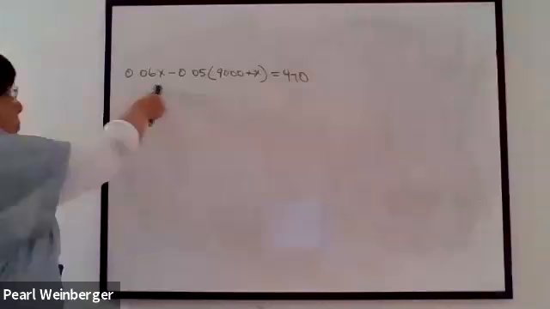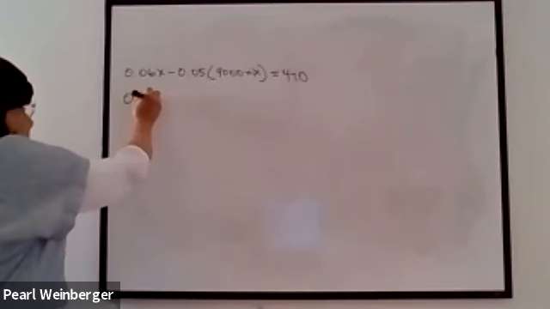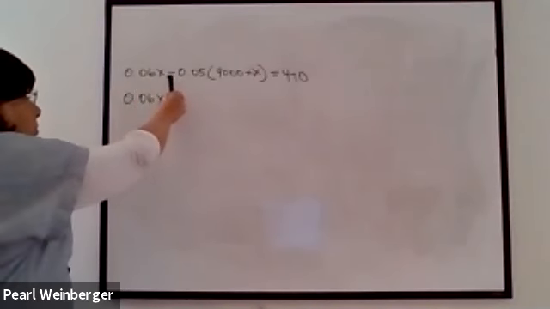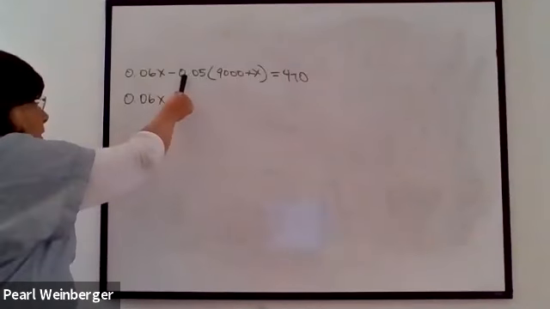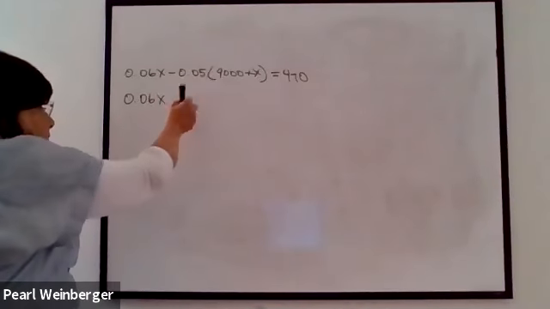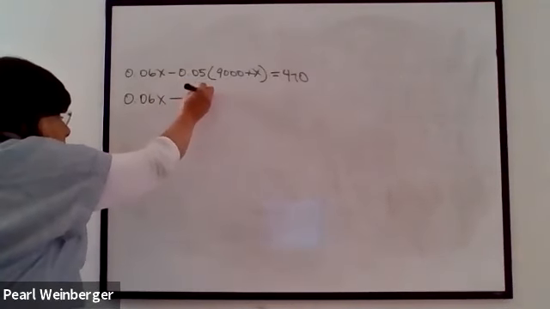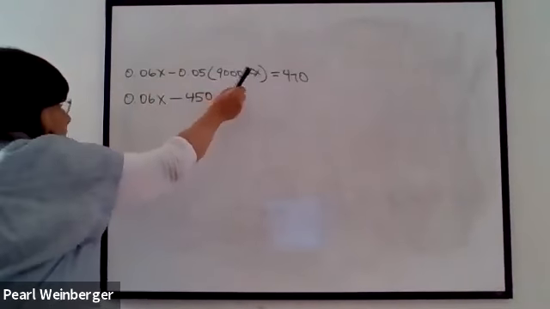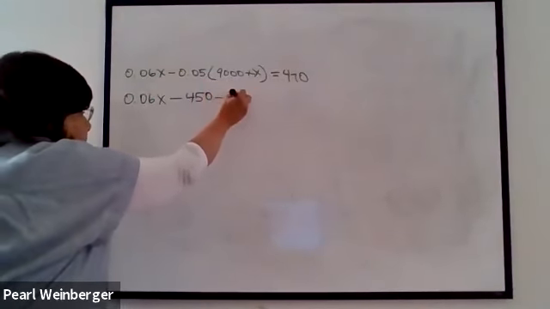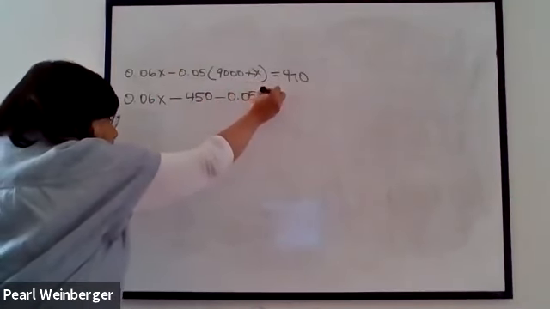Just like we did before, we want to remove the parentheses. So I'm going to leave this as 0.06x. And then I'm going to multiply everything over here by negative 0.05. And when I multiply the 0.05 times 9,000, my calculator gave me 450. So that's negative 450. Then I have negative 0.05 times x, which is negative 0.05x, and that equals 470.